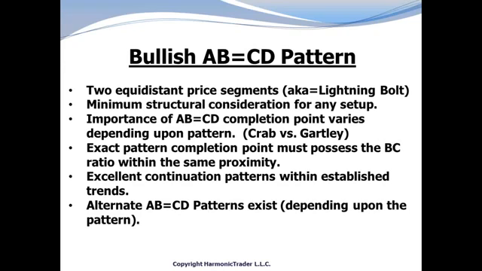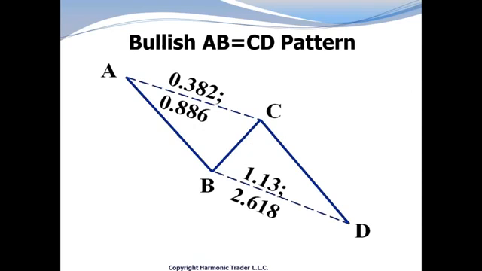Now, bullish ABCD patterns are excellent continuation patterns within established trends. Also, alternate ABCD patterns do exist, and these are alternately calculated structures that vary from the equivalent version. Again, this depends upon the pattern structure that we're analyzing. Bullish AB equals CD pattern. This illustration shows the lightning bolt or equivalent bullish ABCD structure.